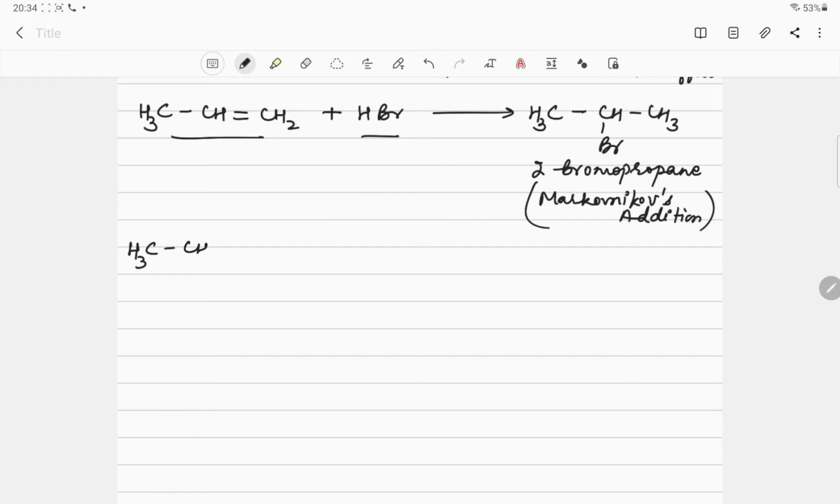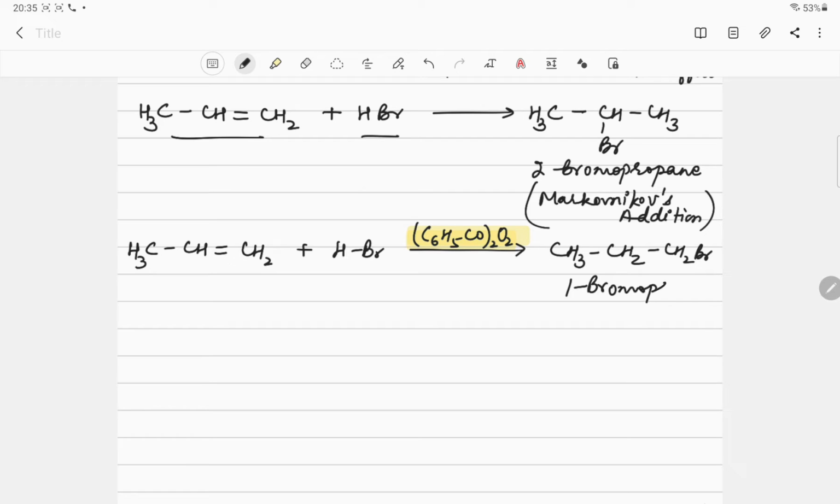For example, if it is CH3CH=CH2 and this is HBr, and the addition is taking place in the presence of benzoyl peroxide, now there will be a change. We can observe that in place of getting 2-bromopropane as the major product, we get 1-bromopropane as the major product. So Br will be going to the other carbon and the product obtained will be this. It will be 1-bromopropane.